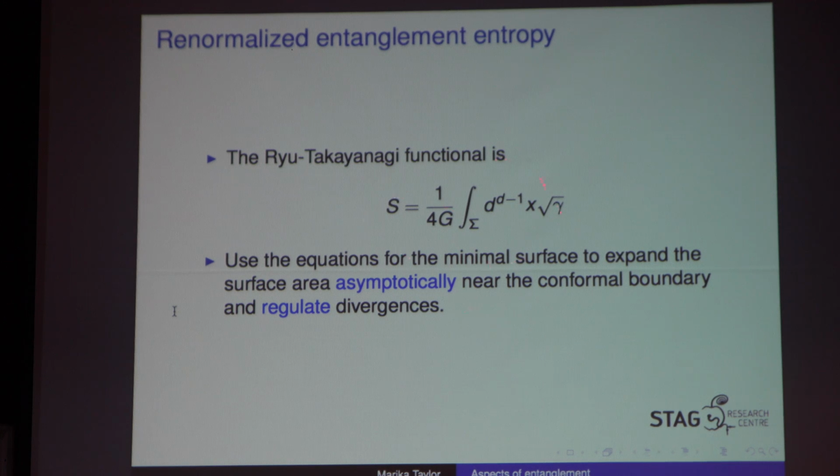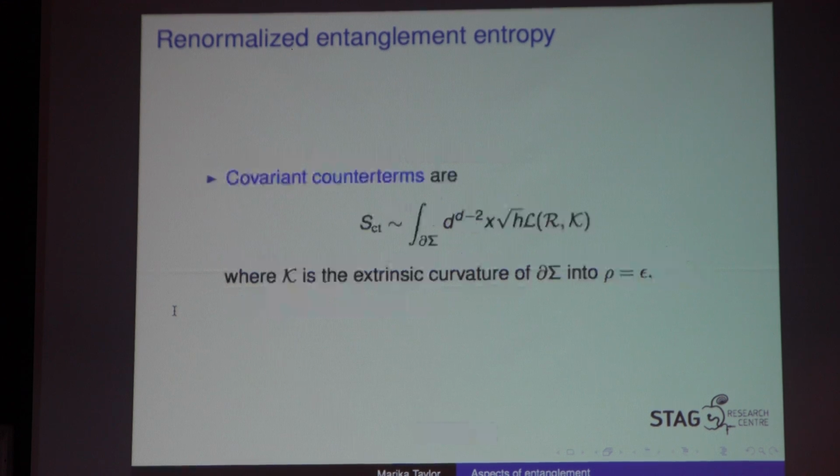The Ryu-Takayanagi functional is just this area functional. So what we need to do is take the equations of motion for the minimal surface, expand the area asymptotically near the conformal boundary, and regulate the divergences. This is a complete analog of the toy scalar field calculation that I was doing before, but the analysis is a bit more complicated because the minimal surface equations are a bit more complicated, but it's exactly analogous. And now what we need to do is invert the divergences by writing them in terms of covariant counterterms on the boundary.